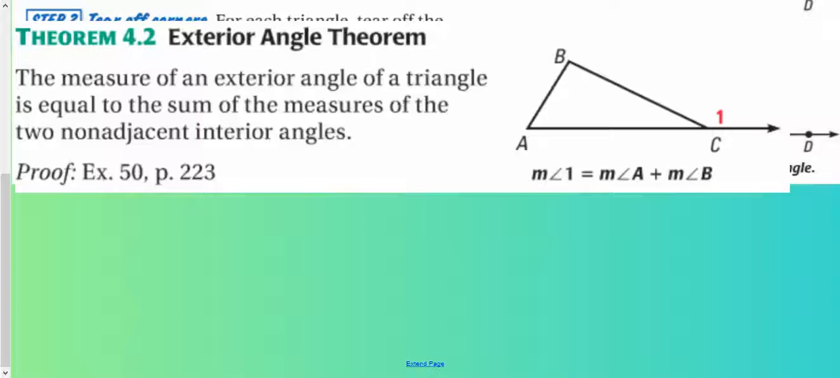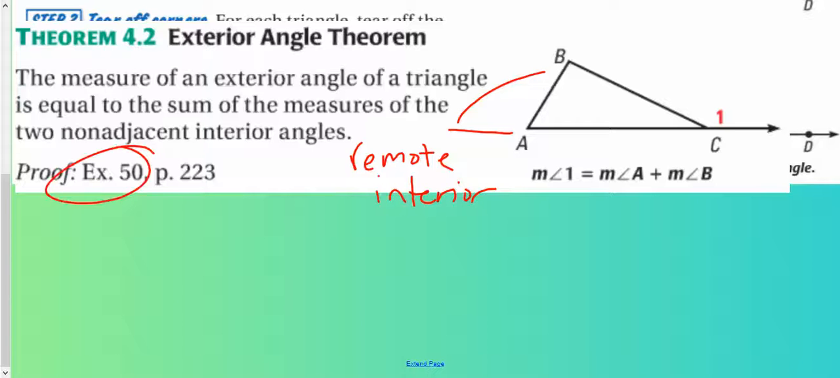And I'm going to explain this. It says that the sum of the remote interior angles. It probably doesn't actually use the terminology remote interior. However, these two here, called remote interior, or that's one vocab word for them, is equal to the exterior angle. So A plus B equals 1. And the proof is actually really easy. Well, sort of. It's a fun proof. That'll be in your homework tonight.